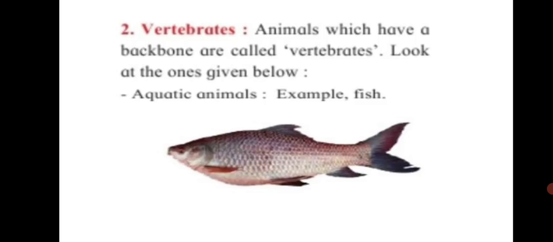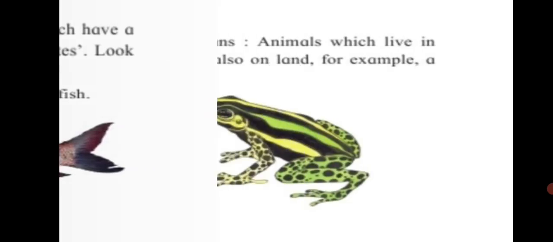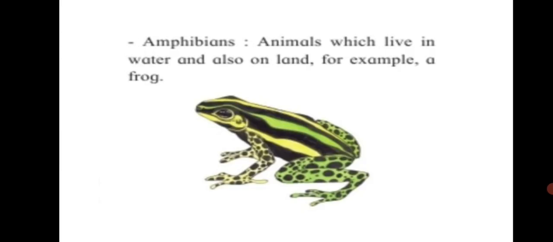In the categories of aquatic animals, we have fish. Then we have amphibians. Amphibians are animals which live in water and also on land. For example, a frog, a snake. Okay, they can live in water as well as on land. But snake we do not count here because snake is a reptile. So the example for an amphibian is frog.